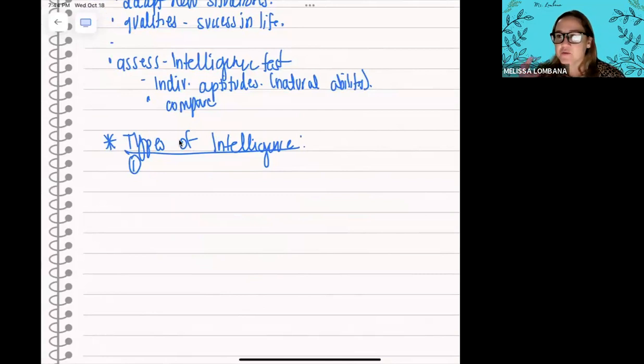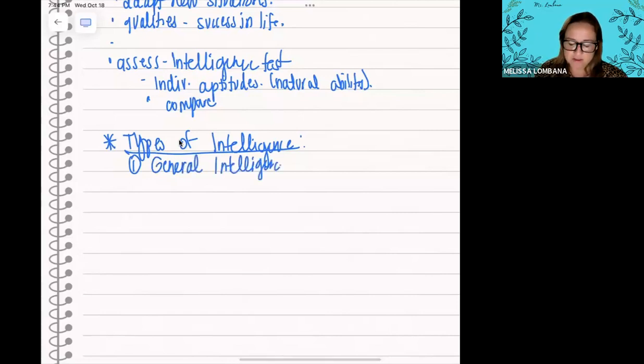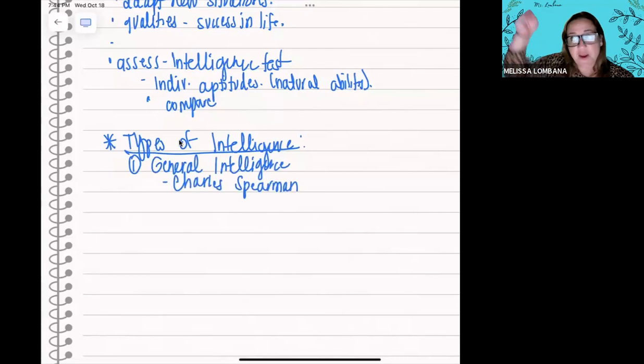The first real intelligence, like the definition and how we kind of came about, was what's called general intelligence. General intelligence was made and discovered by this guy named Charles Spearman. A good way to remember him is Spearman, like a spear. He spearheaded this whole idea of intelligence. He calls it the g. You'll see it kind of slanted, like I italicized the g.